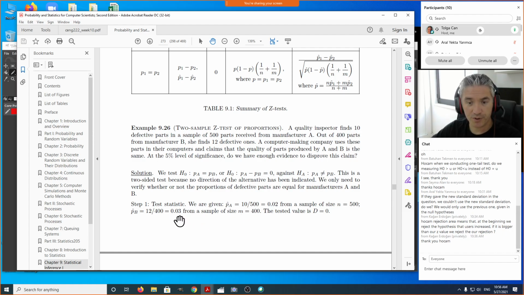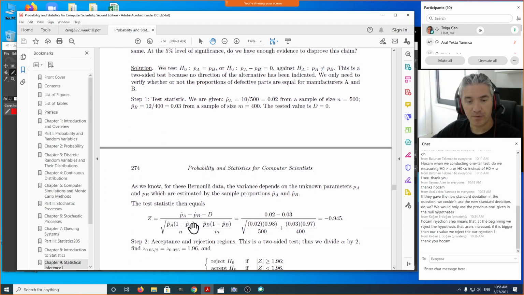0.02, 2% defective parts, 3% defective parts, 1% unit larger. And here the tested value is d equal to 0. So our null hypothesis is that they are equal. In the assumption that they're equal, we will have a z value of 0. If they were really equal, we will get 0 as the z value, 0 divided by whatever the standard error is, we will get 0, and they will be indeed equal.